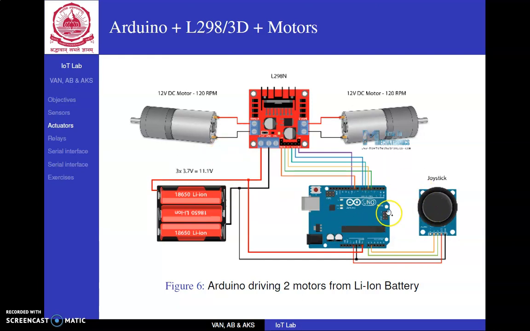This is a simple setup where a joystick is used as an input, which will be used to control the direction of the motor. Let's say when the joystick is moved forward, all motors will start moving forward, and it takes direction based on the position of the joystick. So this is how a joystick is used along with the motor driver chip to control the DC motor.